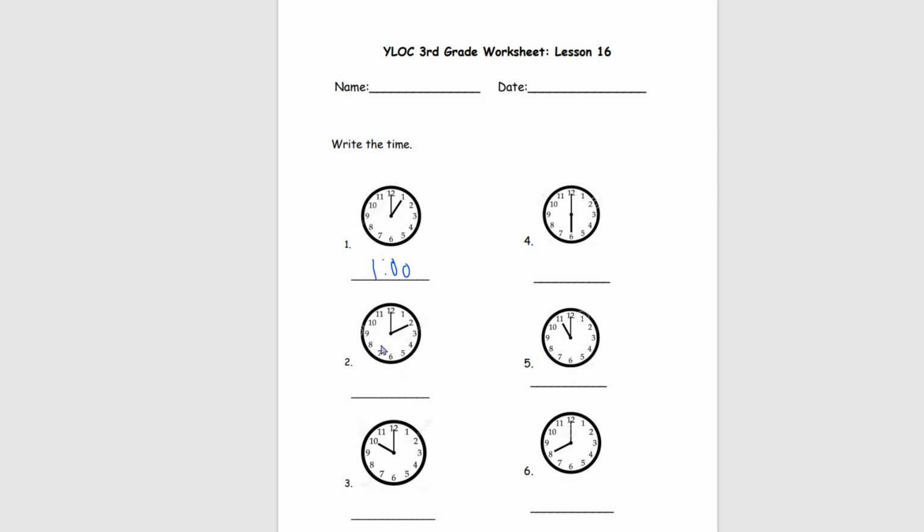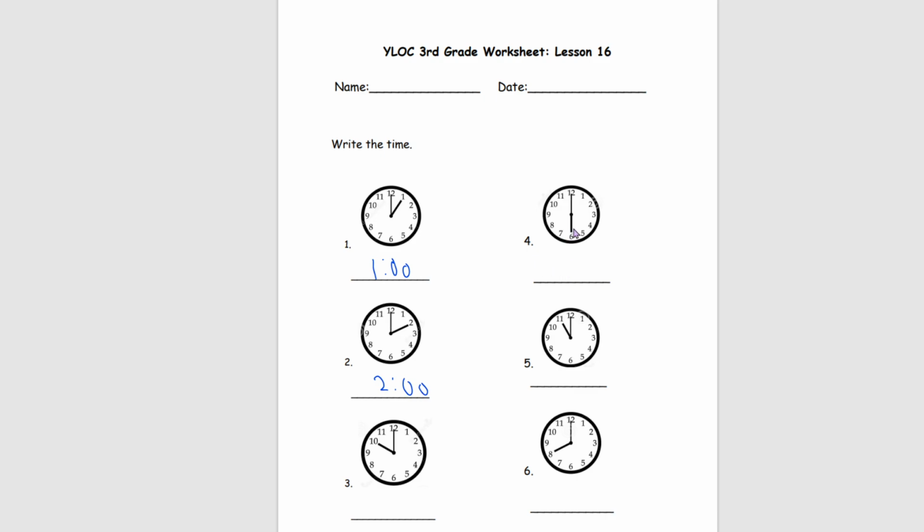For number 2, we see that the small one's on number 2, and the big one's on number 12. So that tells us that it's 2 o'clock and it's at 0, so that means it is 2:00, which means 2 o'clock.